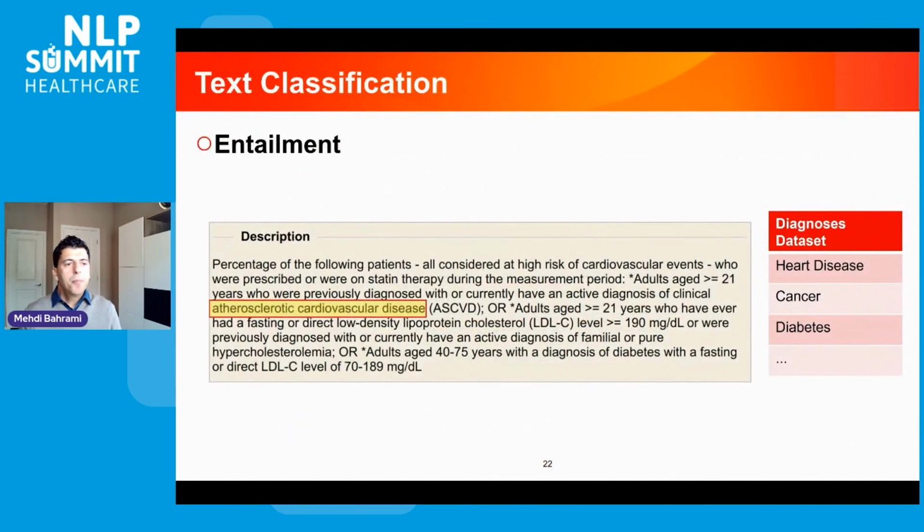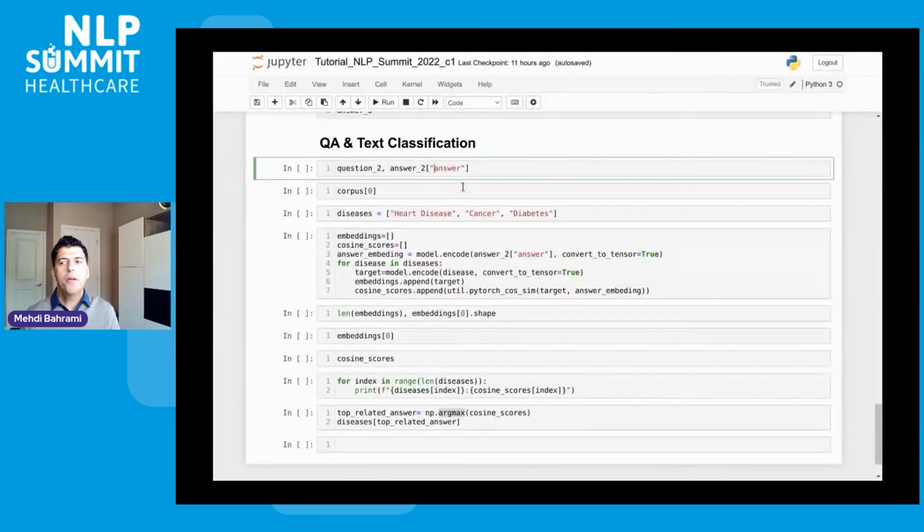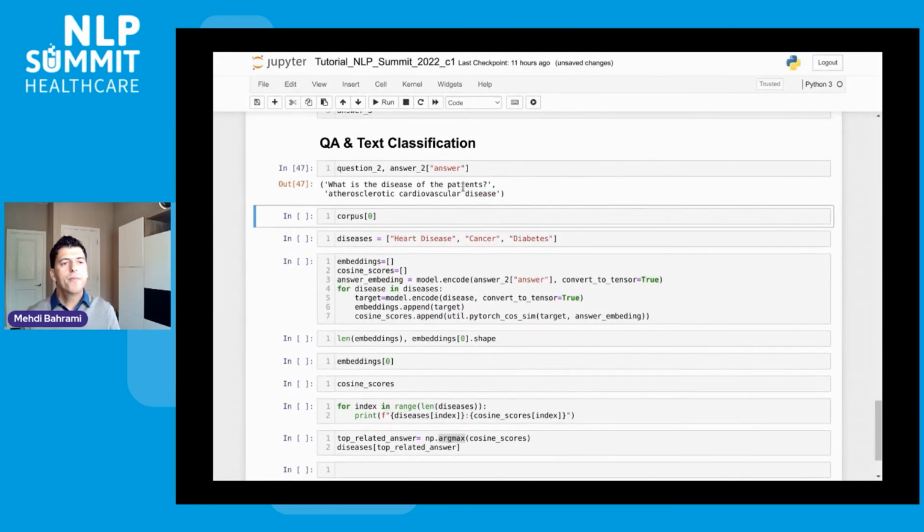So as you can see, we can have different contexts, but once we capture the context, for example, we have a variety of answers, but we want to categorize the text into different categories. For example, let's say we have the classes heart disease, cancer, and diabetes. How can we do that? Now let's focus on this part. We have the answer. If you recall, the question was, what is the disease of the patient? Then we got the answer.